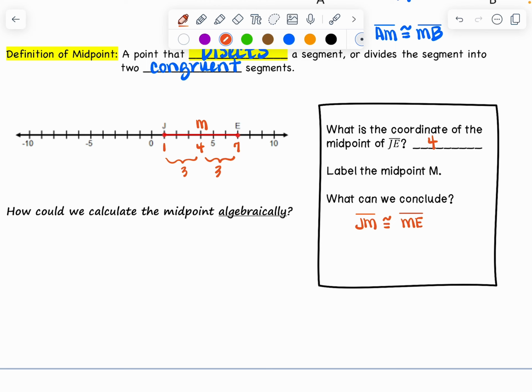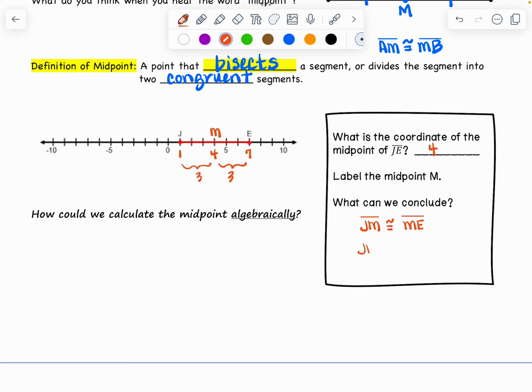We could also say that JM equals 3, right? Because now we're actually referring to its length. We could say ME equals 3. We could say JE equals 6, right? The length of the whole segment itself. So notice the difference between the equal signs, right? We're actually talking about the numerical length versus the congruency symbol when we're comparing the length of two segments against one another, okay? We also want to make sure that we know how to find midpoints algebraically.